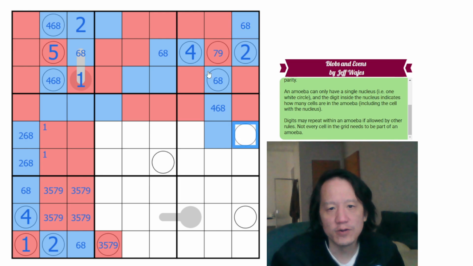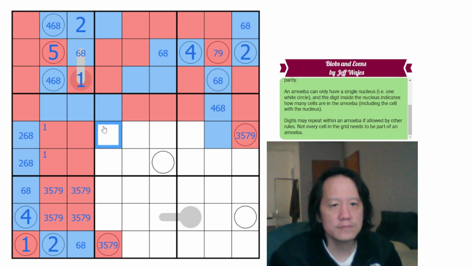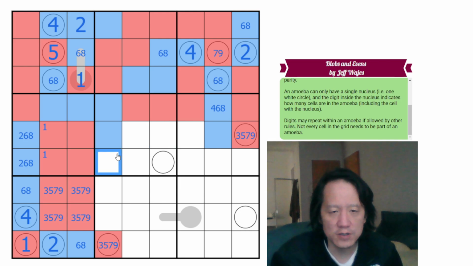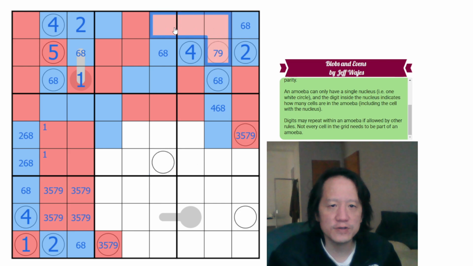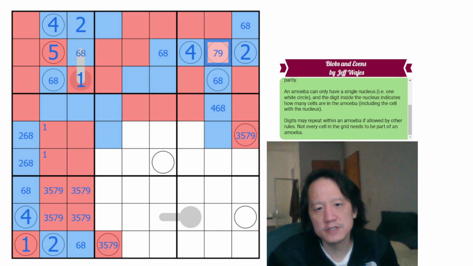This can't be even because no amoeba can have 2 nucleuses. Therefore, this is odd and at least 3. This has to be size 4. So therefore, this is 4, which means this is at least 6 or 8, which means it must continue on. Therefore, it must continue to here. This is now 1, 2, 3, 4, 5, 6, 7, 8, 9 in size. So therefore, this is a 9.